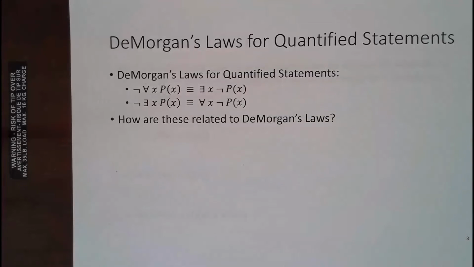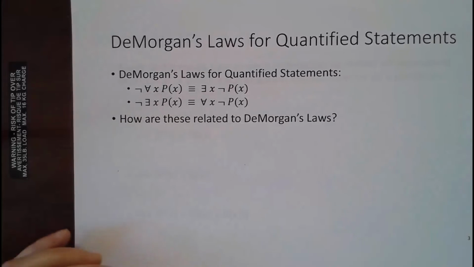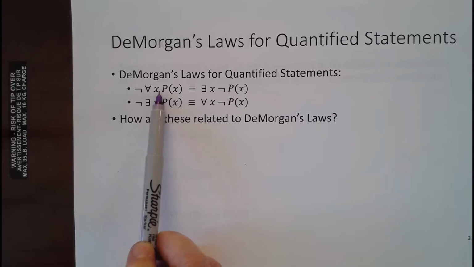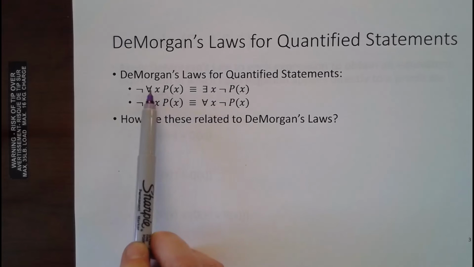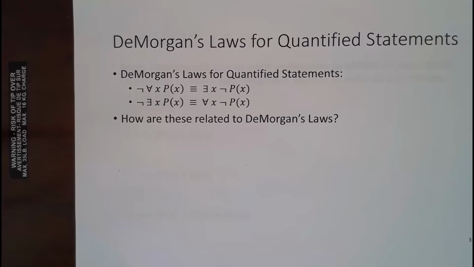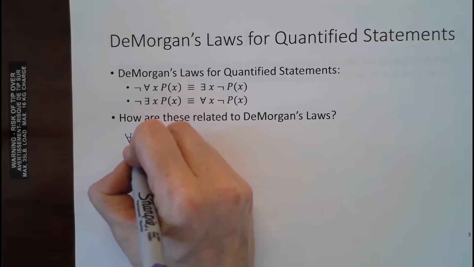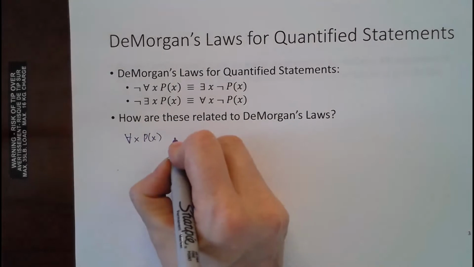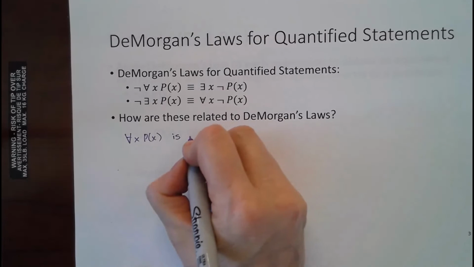Okay, so let's see why we're calling this De Morgan. Here are De Morgan's laws for quantified statements. They are what we just figured out they would be. If I move the negation over a quantifier, it will change to the other quantifier. So universal changes into existential, existential changes into universal. But why are we calling this De Morgan? Let's think about it. Let's say I have for all x, p of x. Okay, so this is true.